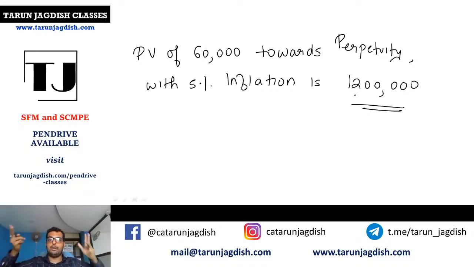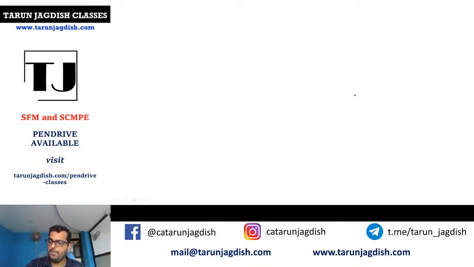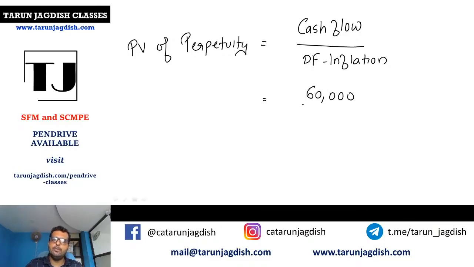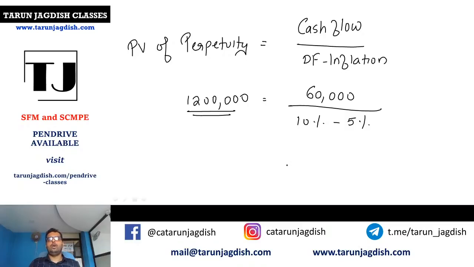I got this number from my mind. I will now tell you how I got this answer. I got this using a formula. The formula that I actually used without telling you was: present value of perpetuity is equal to cash flow divided by discount factor minus inflation. My cash flow over here was 60,000, divided by my discount factor of 10% minus my inflation of 5%. If you do this, you will get the answer as 12 lakhs.